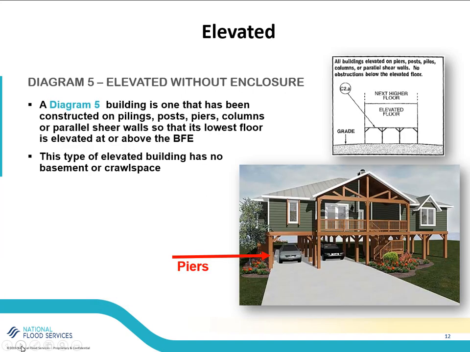Diagram 5 is an elevated building without an enclosure. These structures are elevated with pilings, posts, piers, columns, or parallel shear walls, allowing the water to freely flow underneath. To meet floodplain regulations, the lowest floor of these structures should be elevated at or above the base flood elevation. The floor for rating on a diagram 5 is C2A from the elevation certificate. However, C2A is above the base flood elevation.